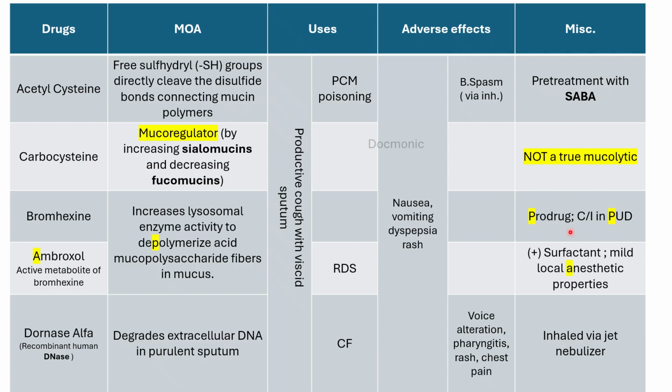And coming to bromhexine, it is contraindicated in POD. Notice PP for bromhexine: POD, it's a prodrug and something to do with depolymerization, like polymerization. And for dornase alpha, we have a separate jet nebulizer.